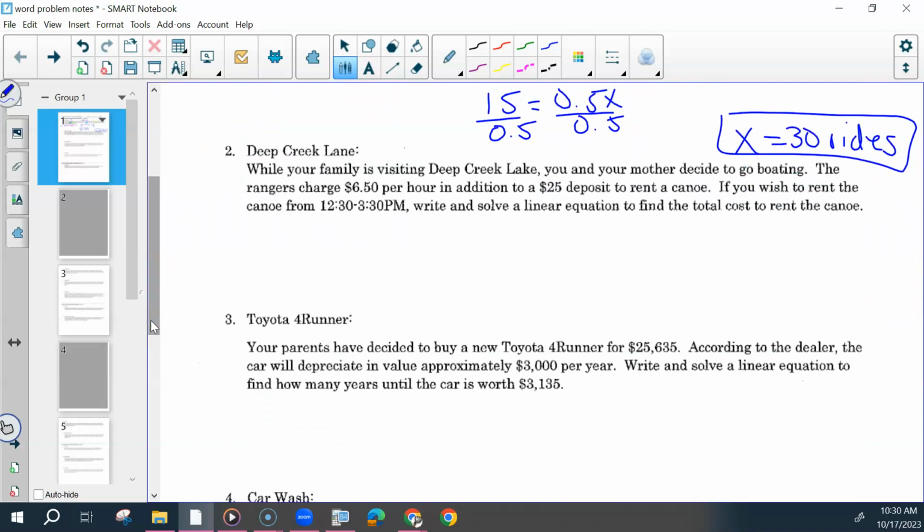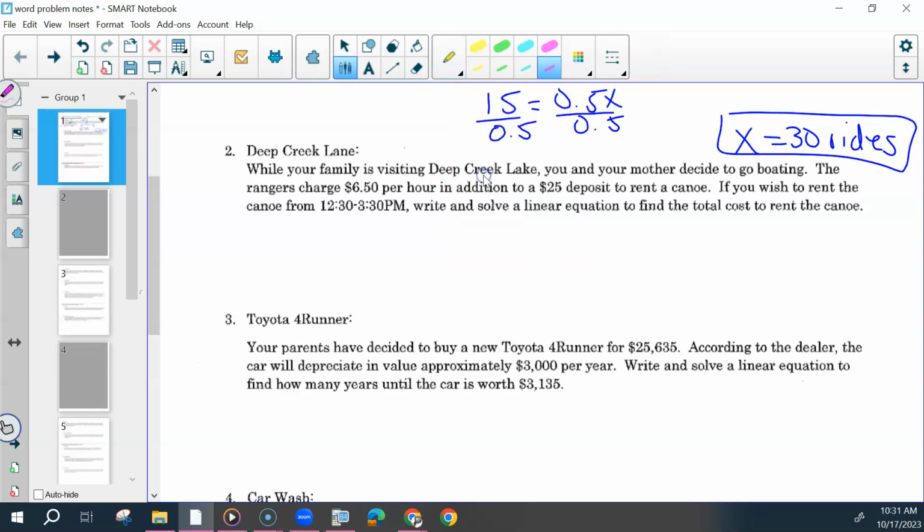Alright, so let's read this. Deep Creek Lane. While your family is visiting Deep Creek Lane, you and your mother decide to go boating. The rangers charge $6.50 per hour in addition to a $25 deposit to rent a canoe. If you wish to rent the canoe from 12:30 to 3:30 p.m., write and solve a linear equation to find the total cost to rent the canoe.